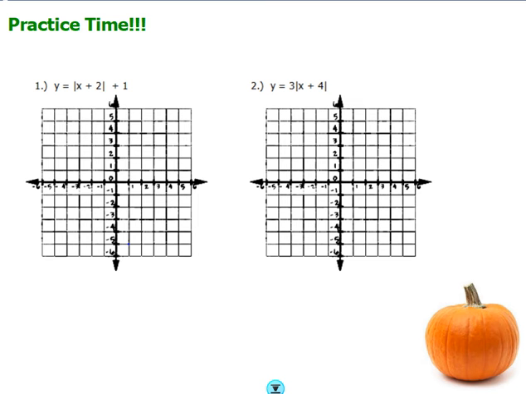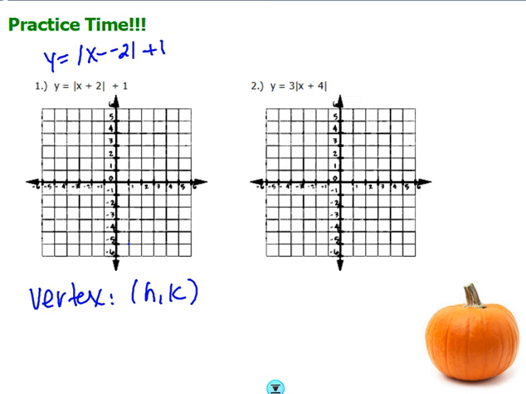The first thing we want to do is get the vertex of our absolute value function. The vertex is given to you by hk. Well, here, so remember in our general form of our equation, it's x minus negative 2 plus 1. So my h is negative 2 and my k is 1. Here, there's no coefficient in front of the absolute value, so our a is 1. You always want to graph the vertex first. So negative 2, 1.